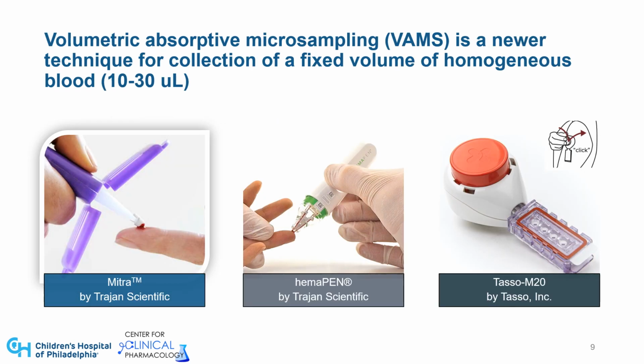Volumetric absorptive microsampling, or VAMS, is a newer technique that overcomes many of the limitations of dried blood spot sampling. VAMS involves collection of a fixed volume of homogeneous blood, most often from a capillary stick, that can be used for quantification of drugs. As shown here, there are several devices that are available for the performance of VAMS sampling. Unfortunately, because these devices are all slightly different, laboratory methods for the development and validation of assays are device and drug specific.